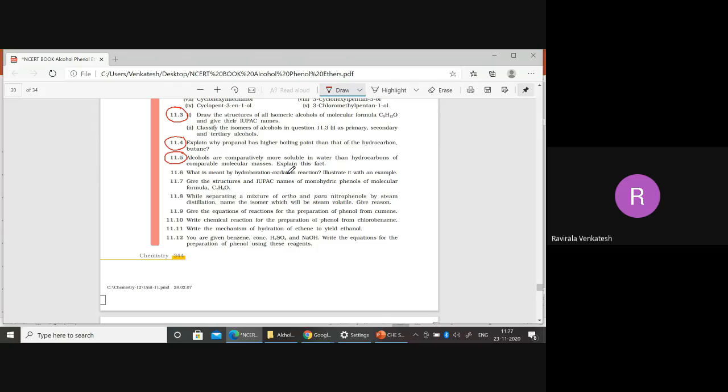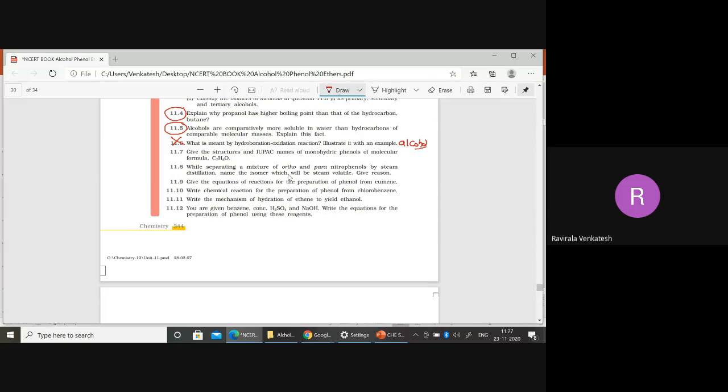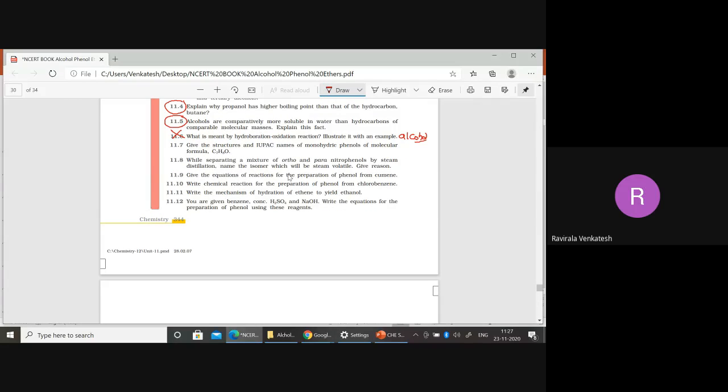Hydroboration oxidation is not here. It is in the alcohols chapter, not this chapter actually. Now give the structure and IUPAC names of monohydric phenols of molecular formula C7H8O. This I will explain, no problem.